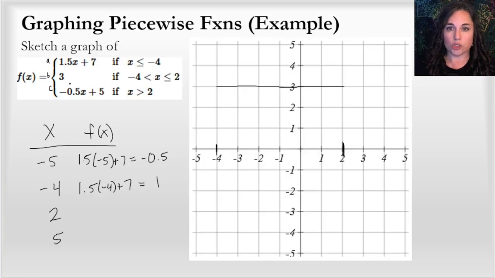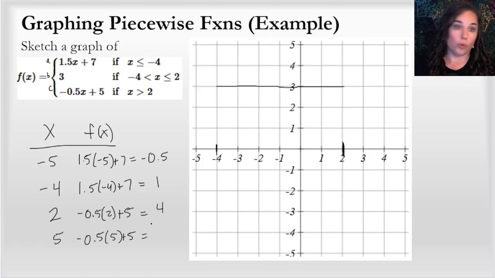When I get to 2, I'm going to notice that I have a different value. It needs to start down here with an open dot. So I'm going to have to go negative 0.5 times 2 plus 5. Well, that is negative 1 plus 5. That's a value of 4. And then I'm going to do that again for my last point on my graph to be able to figure out where it leaves the graph over there. And I get negative 2.5 plus 5, so that's a positive 2.5.